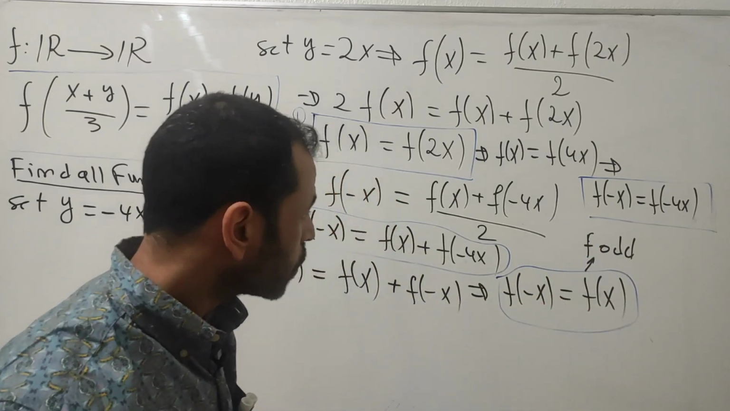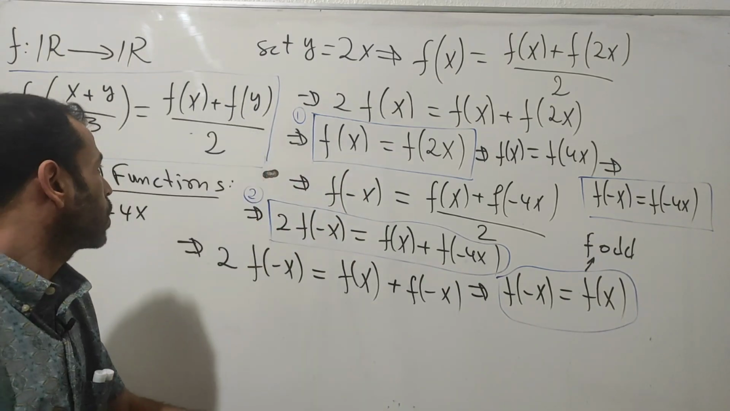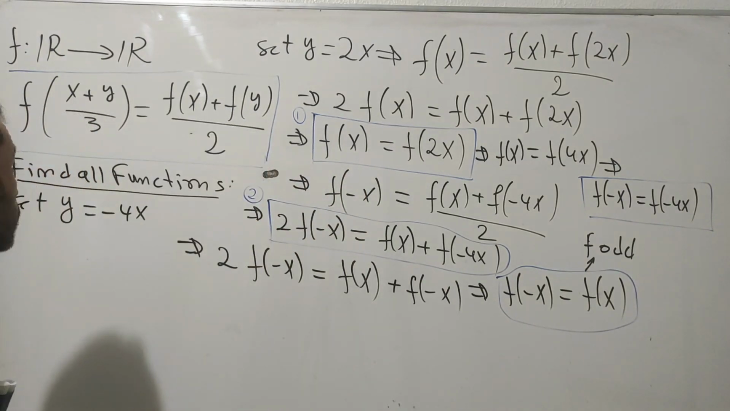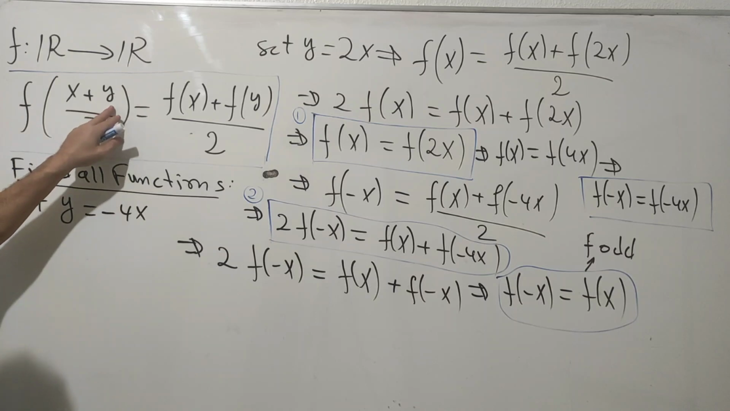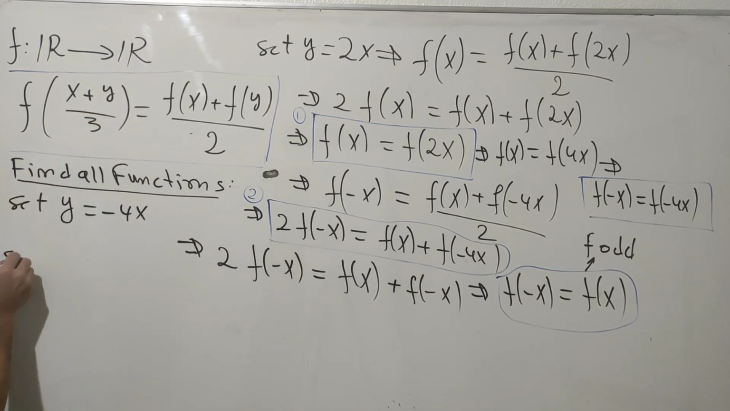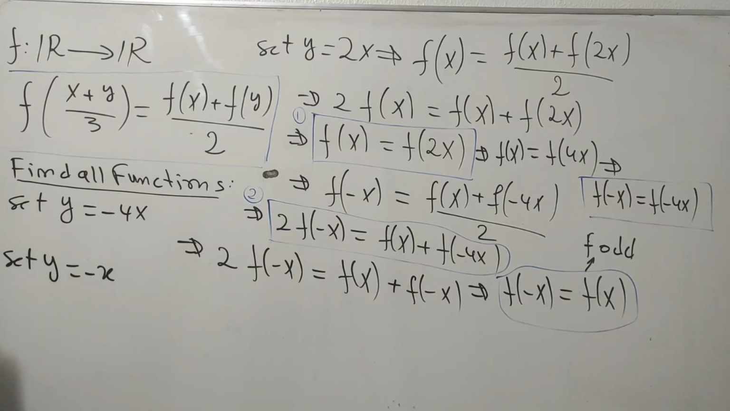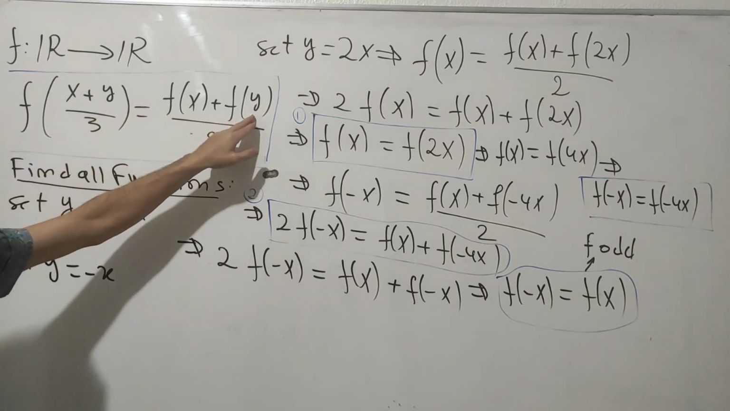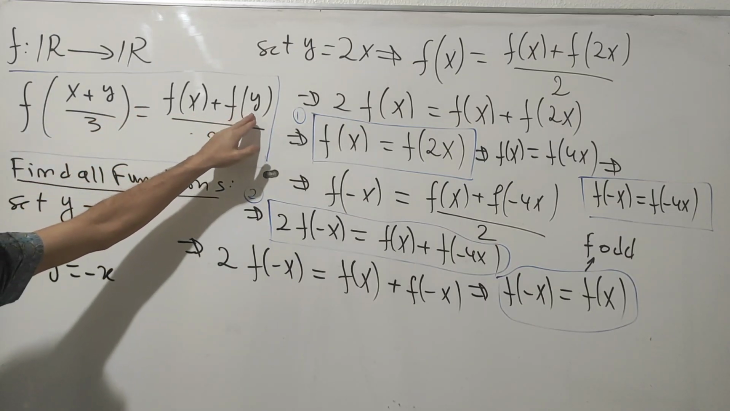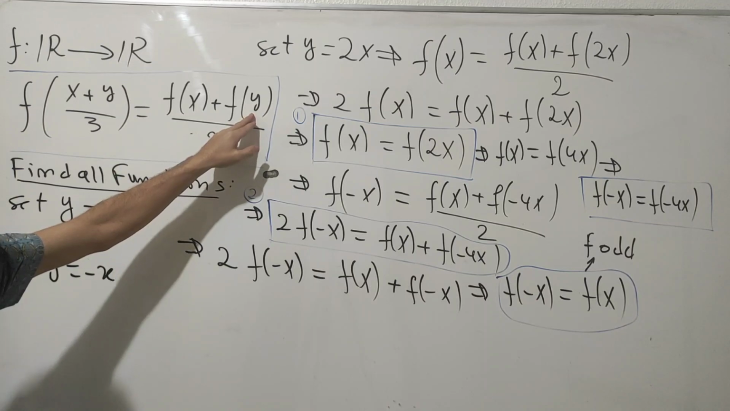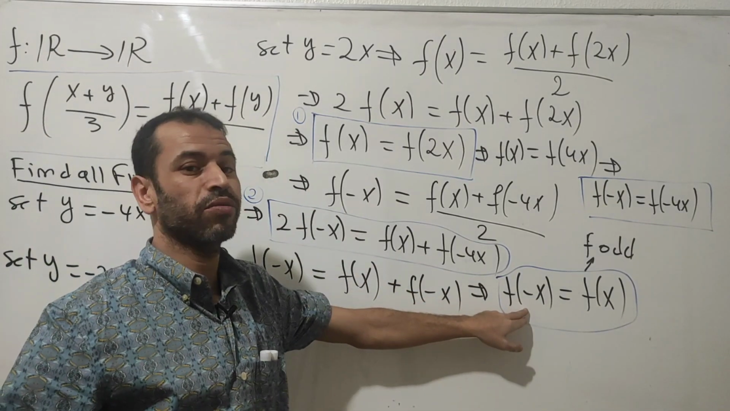What to do now? I'm going to put a third substitution. Let's set y equals minus x. Why am I going to do that? Because if I put minus x into y, I get f of 0 here, because the numerator will be 0. Then on the right hand side of this equation, I get f of minus x by replacing y with minus x, which we have here.